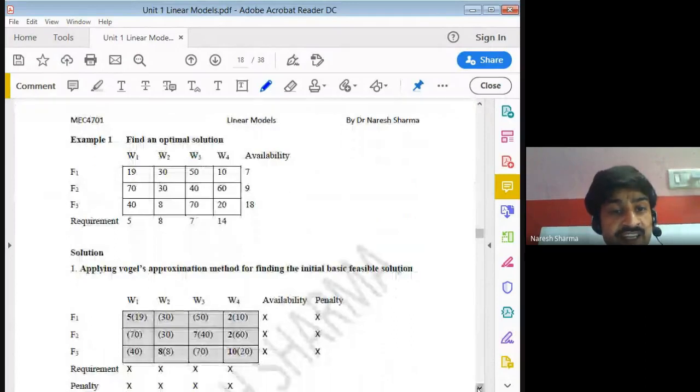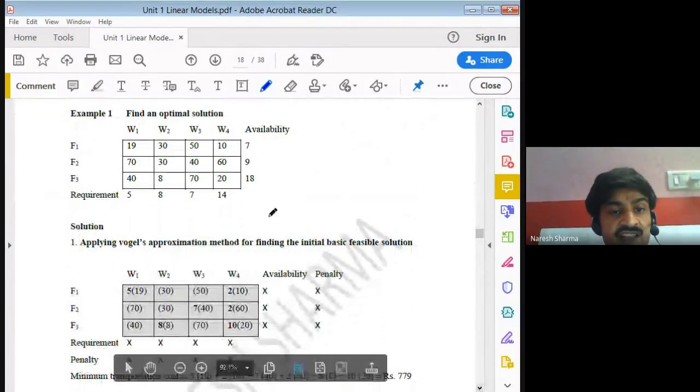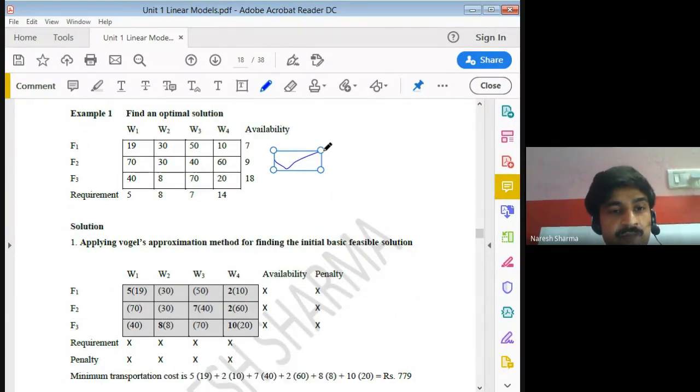The same example we already discussed, for which we covered all three methods: northwest, least cost, and Vogel. So here we need to find an optimal solution. This is the table. First you need to add all the availabilities and add the requirements. So 7 plus 9 is 16, plus 18 is 34. Similarly here also, 5 plus 8 is 13, plus 7 is 20, plus 14 is 34. So it is a balanced problem.